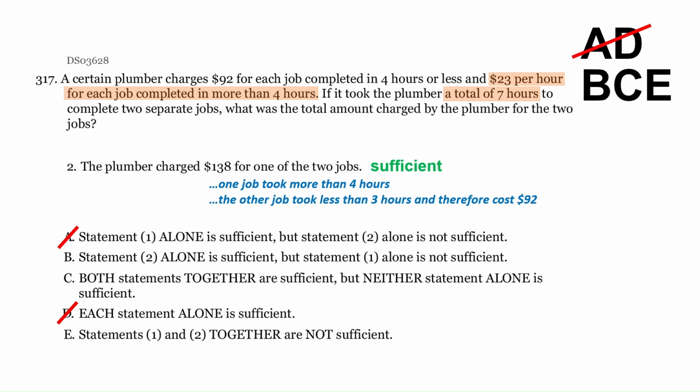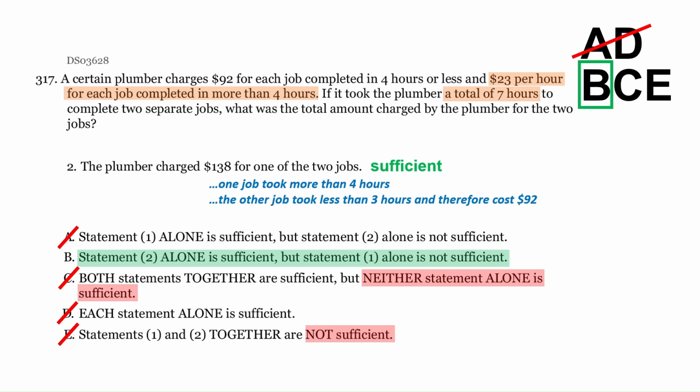Let's look at the answers again. E says that the statements are not sufficient. Well, that's not true. And even though the first part of answer choice C, the part about both statements together being sufficient, is true, the second part of answer C is not true. And therefore, the correct answer for this problem is B.